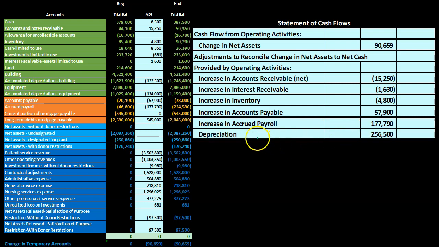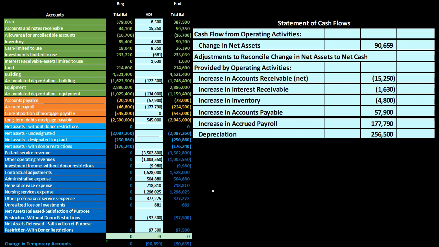Then we have the depreciation. Now, the depreciation, you could go down here and find the depreciation that has been recorded. Actually, in our case, you can't find it because we recorded it by function rather than by nature. So you can't find it down here. You could go look at the journal entry and find the depreciation that was recorded as an expense, which would be a debit to depreciation expense, or the related account to it, which was the admin, general, nursing, and other, and then credit accumulated depreciation.